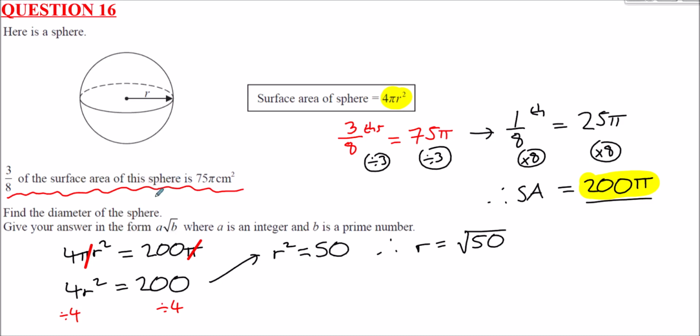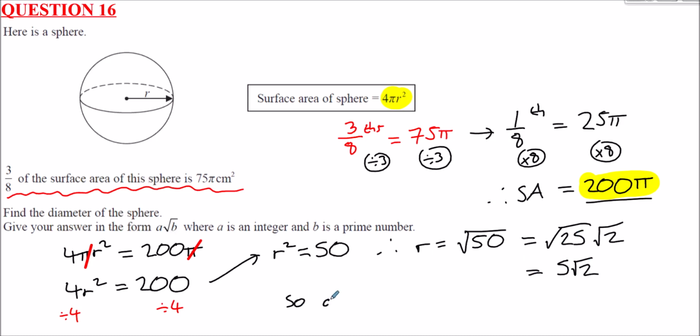But we need this, well, we need the diameter actually in a second, in the form a root b. So we need to see if we can simplify this surd. To do that, we try and find the biggest square number we can that's a factor of 50. 25 is a square number, and 25 is a factor of 50. So I can rewrite this 50 as 25 times 2. So if I rewrite this as root 25 root 2, I can then square root the 25. So the radius is therefore 5 root 2.